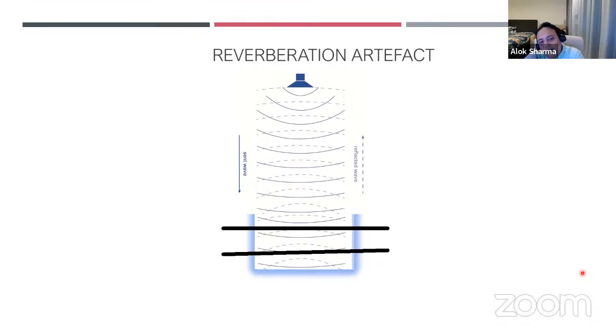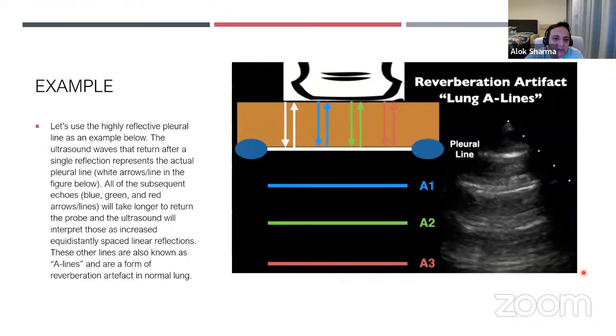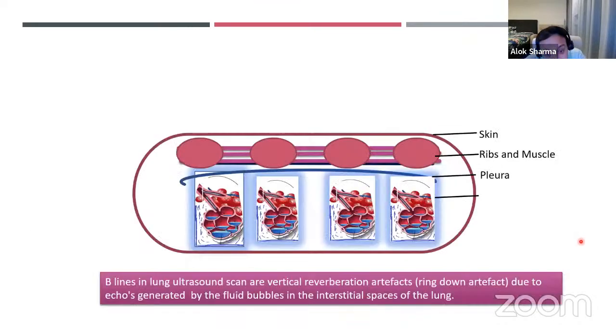So classically what they do from our perspective is they then produce A lines. And here what you can see is classical attenuation of the A lines as you move further down because there's attenuation of sound waves as you move in. But what is happening between these interfaces is basically these sound waves bouncing off each other to produce these horizontal artifacts. On the other hand, how are B lines generated?